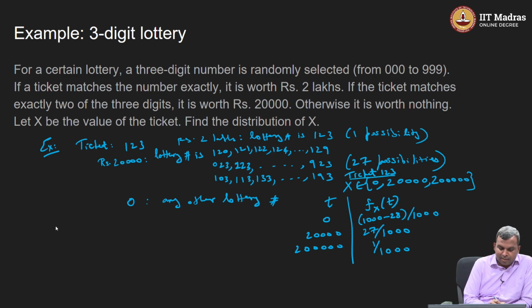What if the ticket is something else, right? So, let us say the ticket is, I do not know, 100. So, this can happen, right? Maybe your ticket is 100. In this case, what will happen? If two of the digits in your ticket match, it is not 1, 2, 3, but let us say 1, 0, 0, then 2 lakhs is still 1 by 1000. What about 20,000?